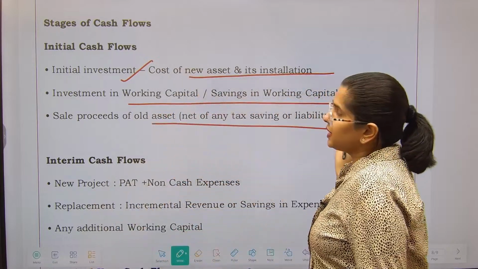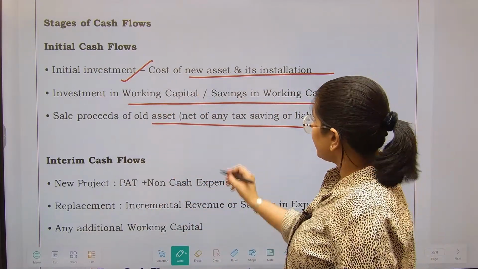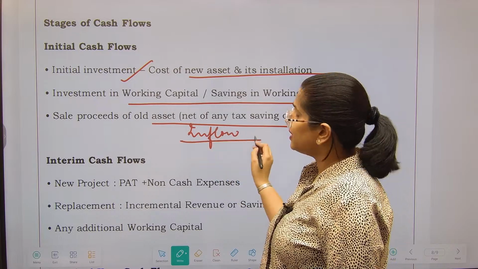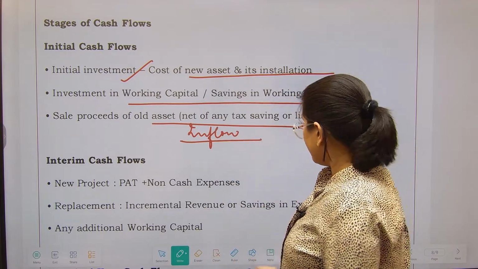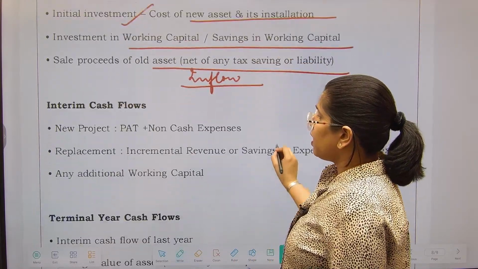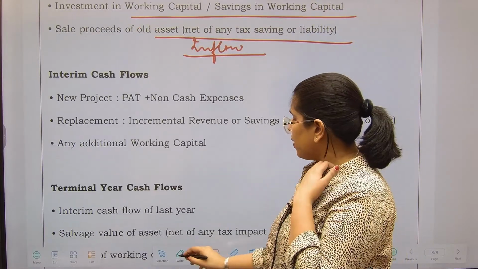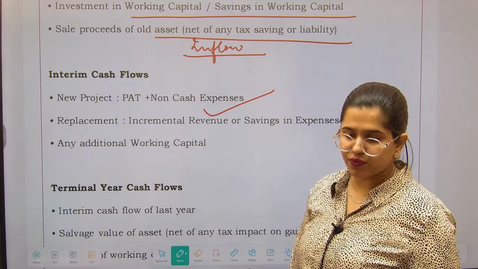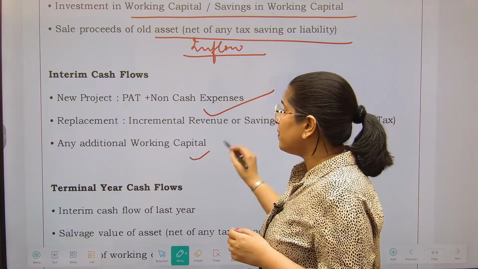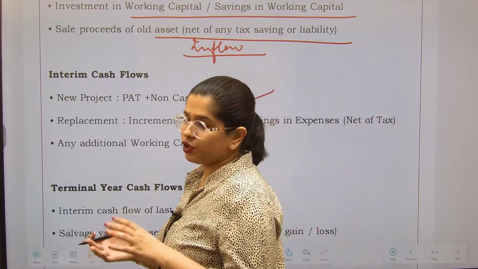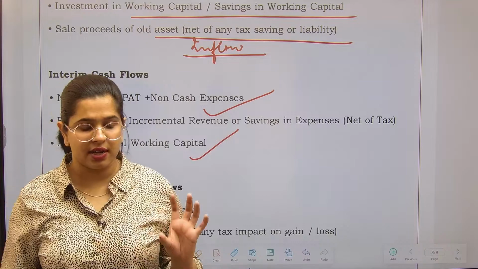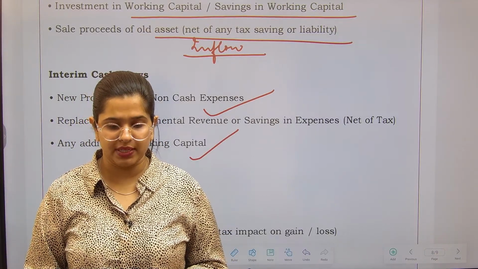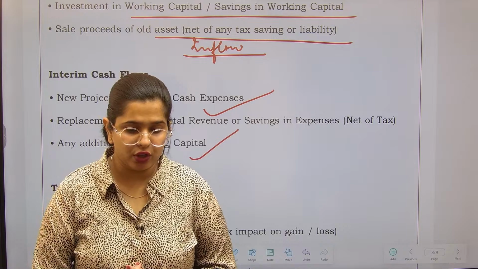Then sale proceeds of old assets. This is the inflow you will get. So my old asset or my old machinery, I will sell it. Then interim. Meanwhile, the machinery is operating for you and you will be earning cash flow out of it. Any additional working capital might be required. So sometimes you will feel that no, 10 lakhs is not enough. We need to invest 20 lakh rupees, right? So that kind of thing might also be required.